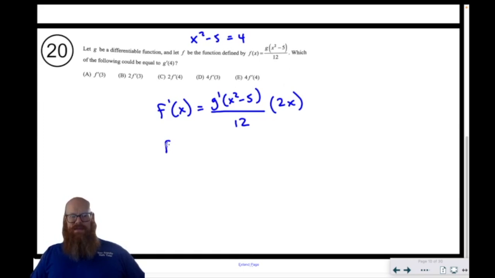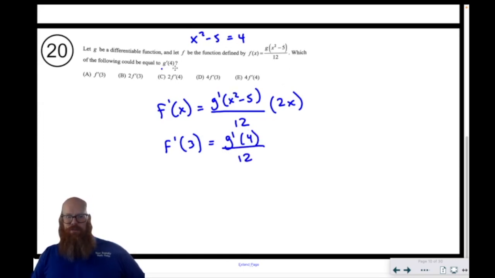So what that means is I'm really finding f prime of 3, because if I find f prime of 3, when I plug in 3 here, I'm going to get g prime of 4. Right? That seems a little tricky because 3 squared is 9, 9 minus 5 is 4.